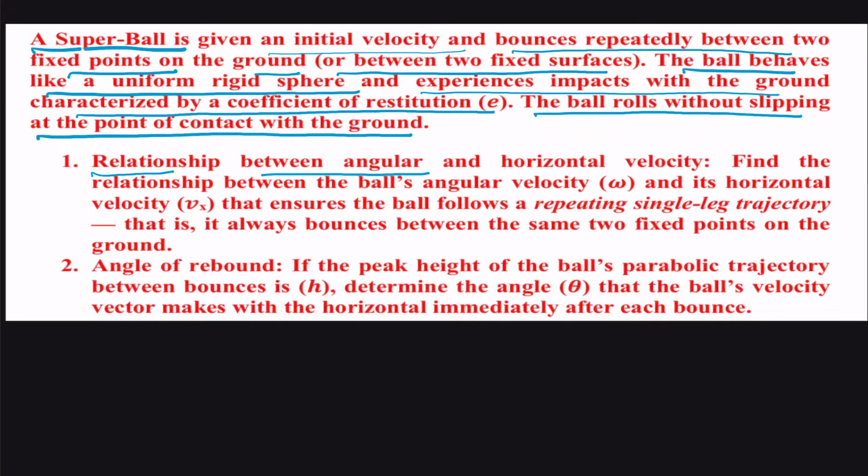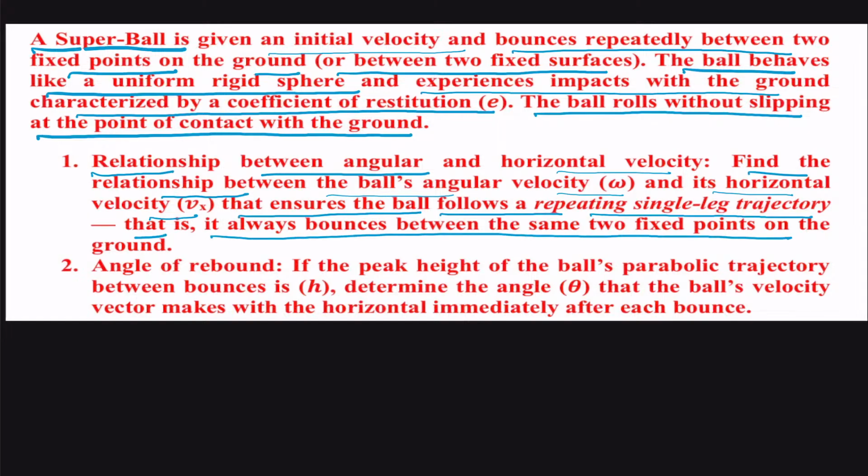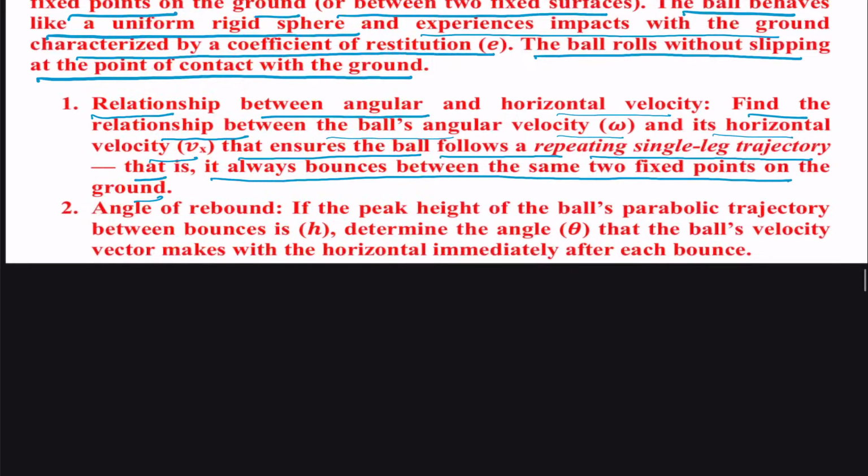Relationship between the angular and horizontal velocity. Find the relationship between the ball's angular velocity omega and its horizontal velocity Vx that ensures the ball follows a repeating single leg trajectory, that it always bounces between the same two fixed points on the ground. And part B, the angle of rebound. If the peak height of the ball's parabolic trajectory between the bounces is h, determine the angle theta that the ball's velocity vector makes with the horizontal immediately after each bounce.